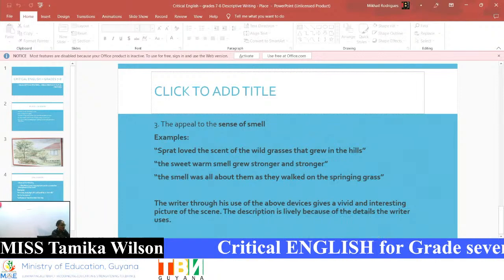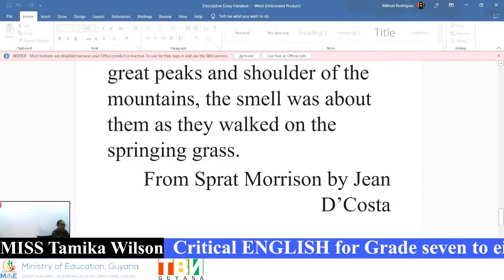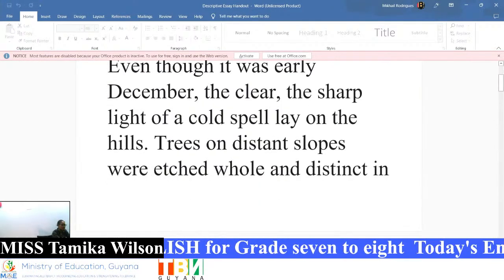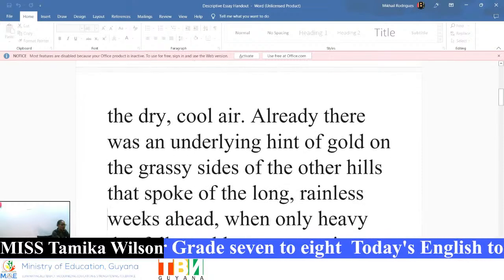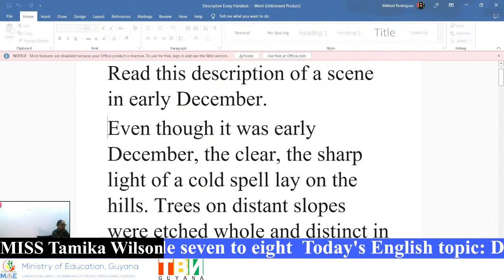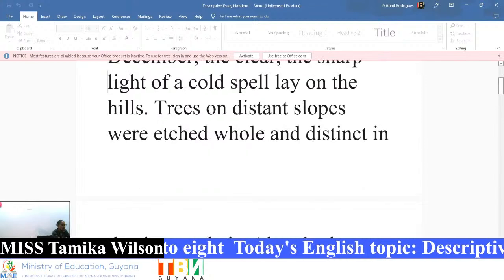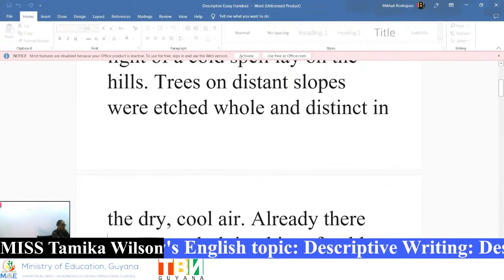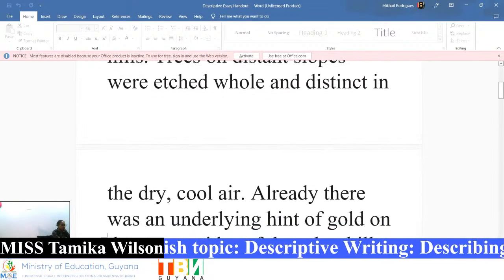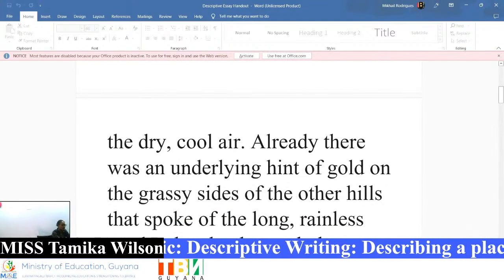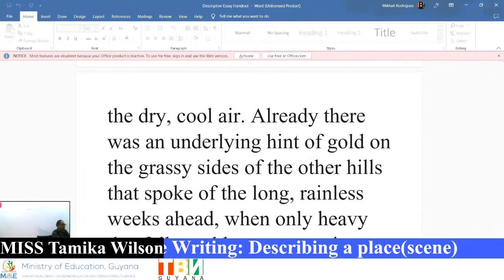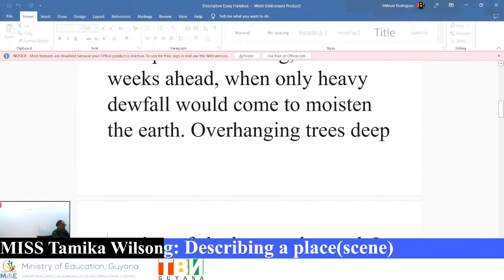And again, if you were to go through the passage, would you be able to identify anything that appeals to our sense of... so let me go slowly. Even though it was early December, the clear sharp light of a cold spell lay on the hills. Trees on distant slopes were edged whole and distinct in the dry cool air. Already there was an underlying hint of gold on the grassy side of the other hills that spoke of the long rainless week ahead, when only heavy dewfall would come to moisten the earth.